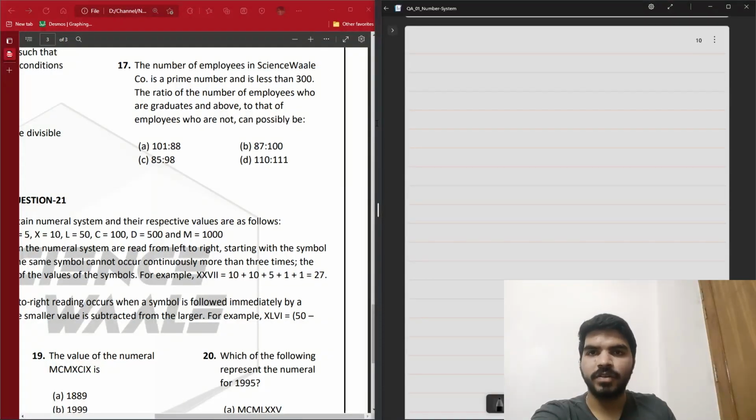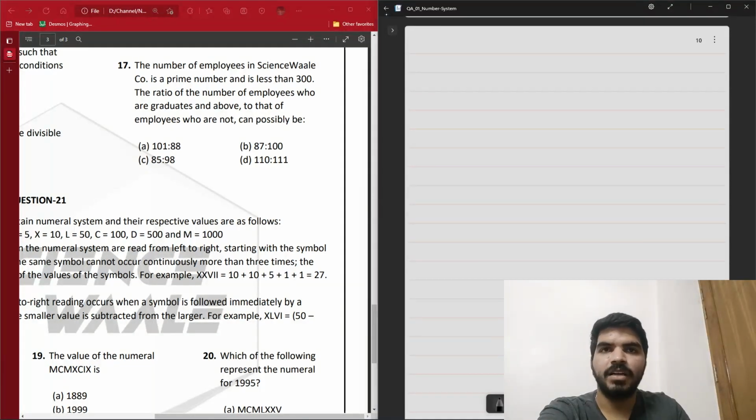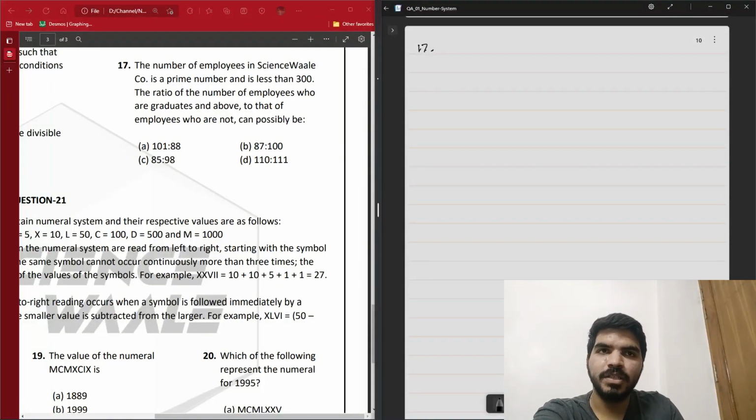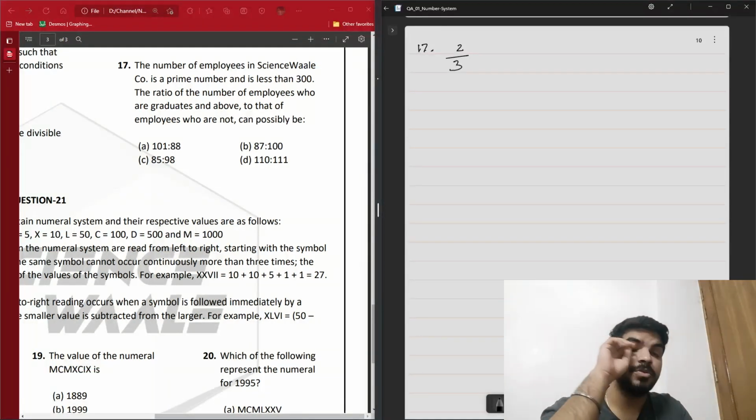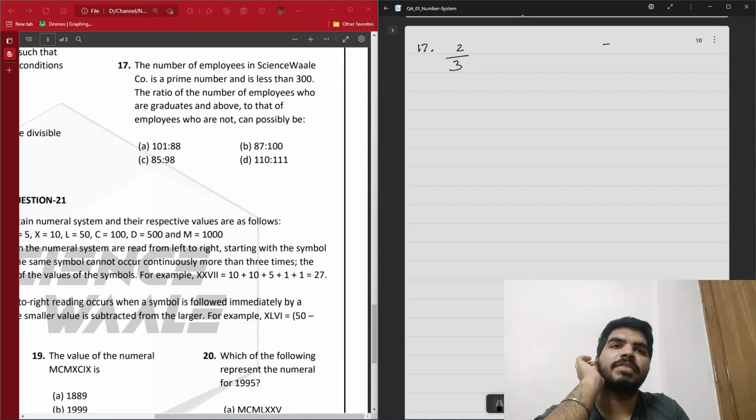They can't be cut down, like 22:44 can be cut down to 1:2, but these are all in the lowest form, so we can't cut it down. That means these are co-prime numbers. Now, if we know that these are co-prime numbers, for example, I have 2 employees and 3 employees in my company: 2 are graduates and 3 are not graduates, and I can guarantee that I have only, like, less than 7 people in my company.